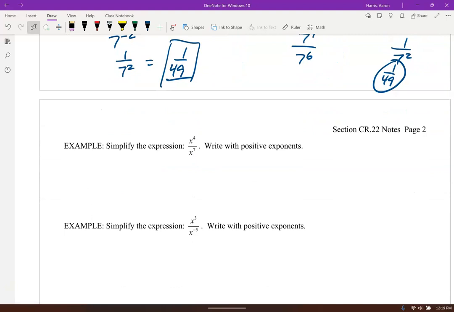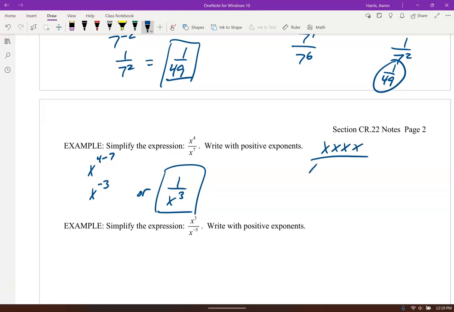This one we could use the quotient property. So they're both base x. So x to the 4 minus 7 is x to the negative 3rd, which is 1 over x to the 3rd. Again, another way is you could just write this out. 1, 2, 3, 4, 5, 6, 7. And you see that there's 3 x's left over on the bottom.